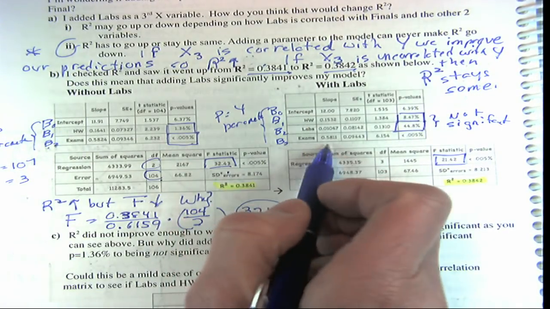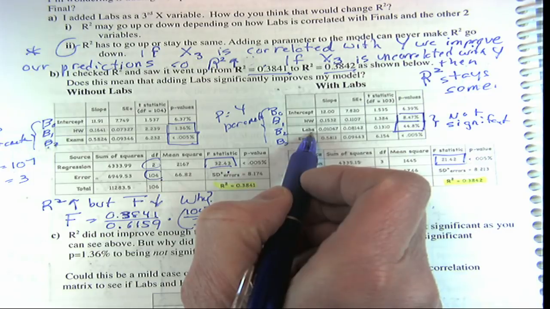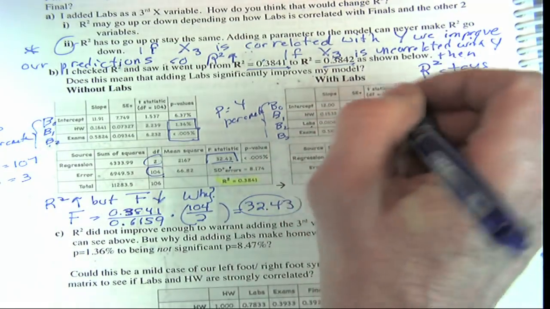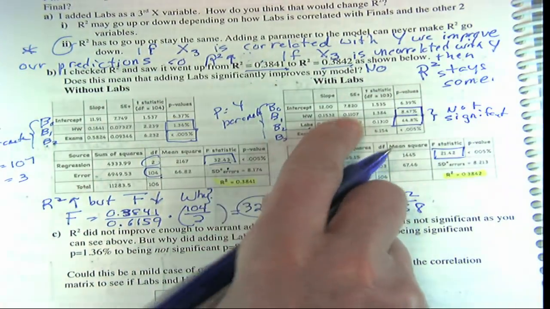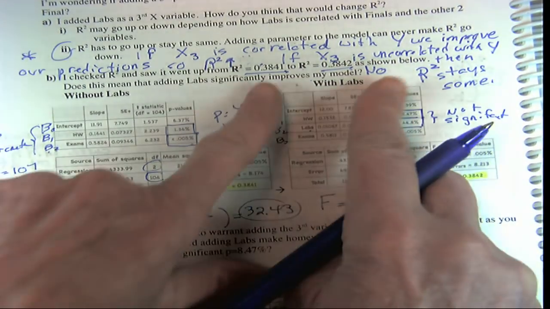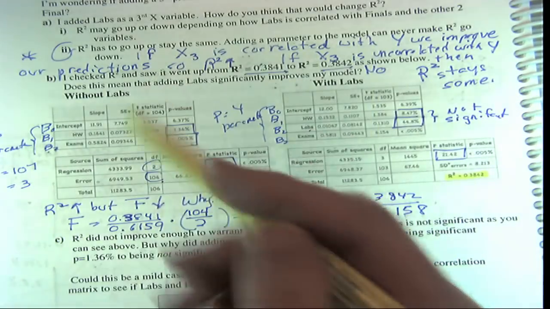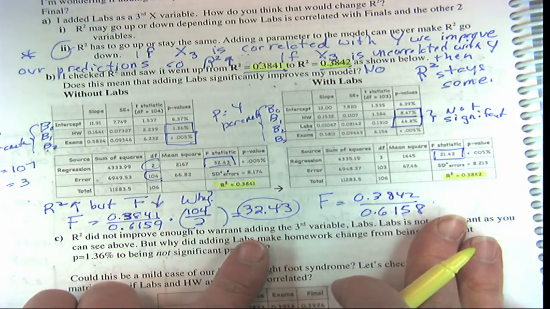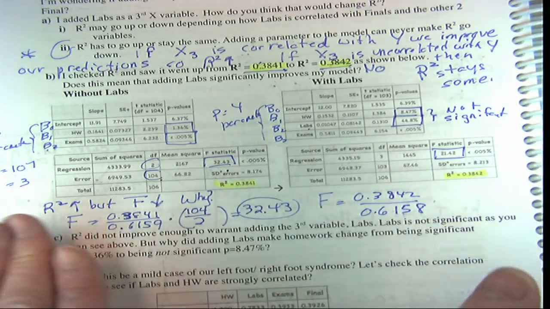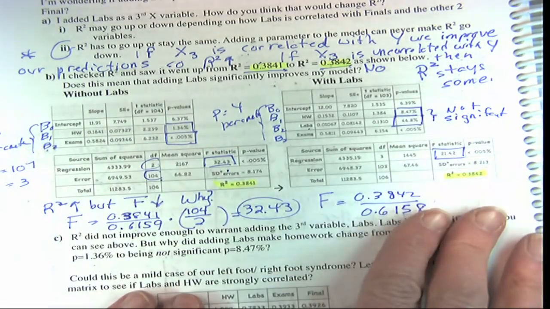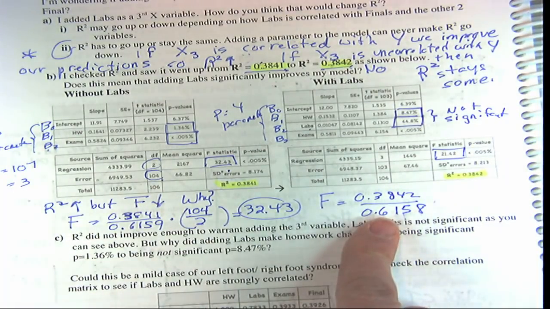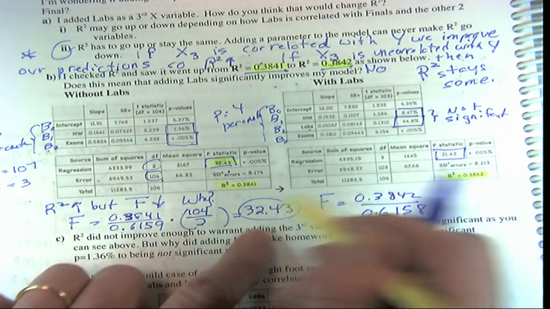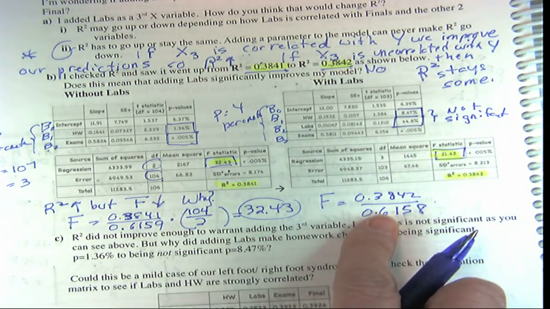And P, when we add the labs, see what we did? We added labs here. Okay? Does this mean adding labs significantly improves my model? The answer is going to be no. And that's what we're investigating here, that adding labs, even though we saw the R squared go up a tiny bit, just a tiny bit, made our model not significant. You'll see our F statistic right here. This one and this one went down, so we're going to get much less significance here.